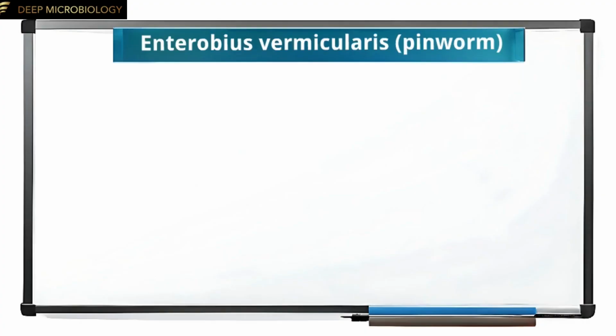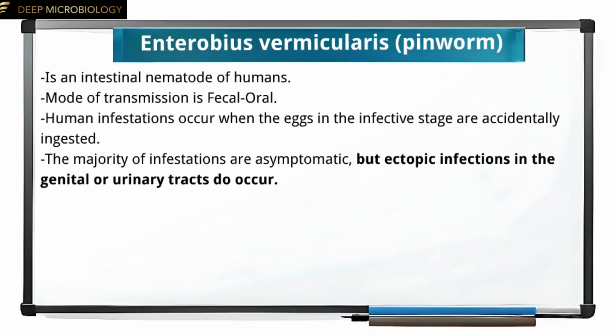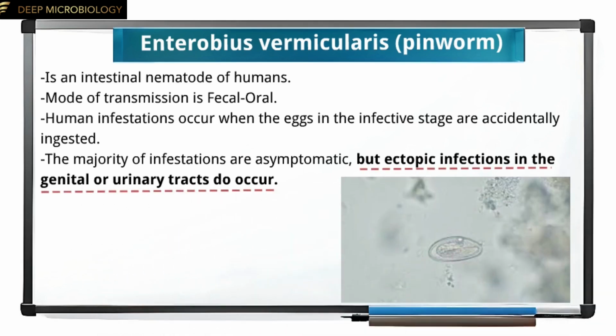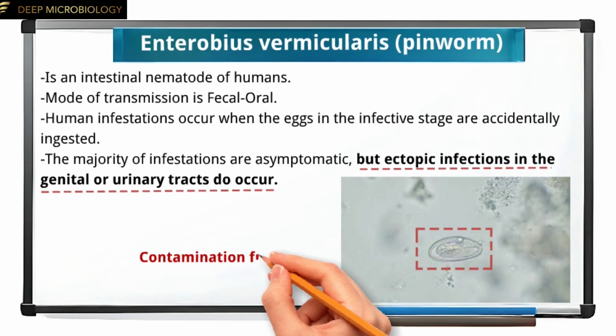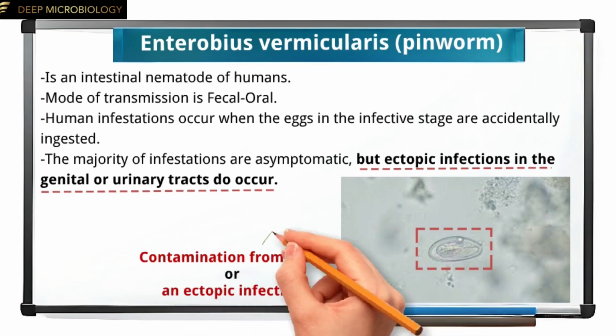6. Enterobius vermicularis, pinworm, is an intestinal nematode of humans. Mode of transmission is fecal-oral. Human infestations occur when the eggs in the infective stage are accidentally ingested. The majority of infestations are asymptomatic, but ectopic infections in the genital or urinary tracts do occur. Here are the ova of Enterobius vermicularis found in urine sediment. The presence of eggs could be due to contamination from feces or an ectopic infection.